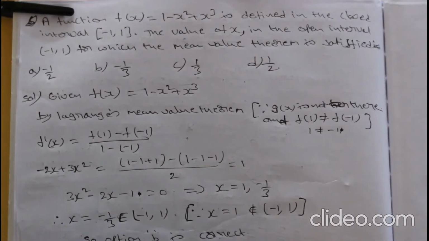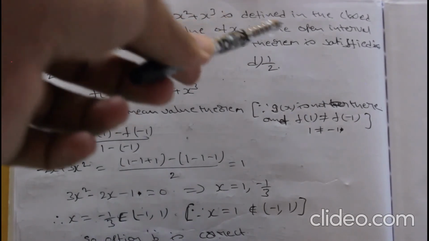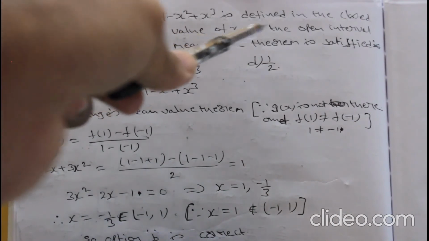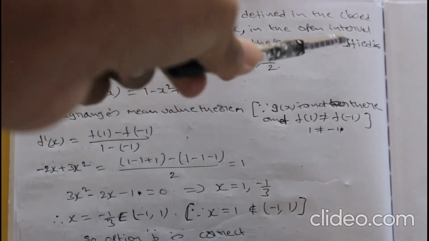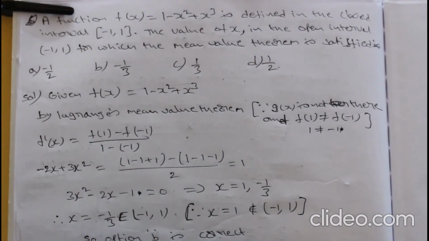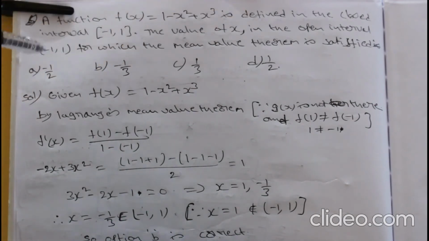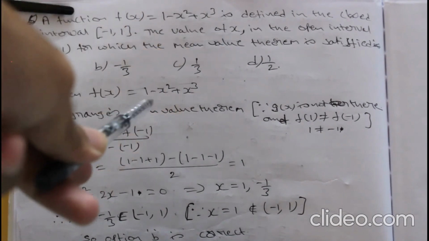Now look at question number 5. A function f of x is equal to 1 minus x square plus x cube, defined in the closed interval minus 1 to 1. The value of x in the open interval minus 1 to 1, for which the mean value theorem is satisfied. Okay, the function is given, friends. It is asked to find the x value in the open interval minus 1 to 1, for which the mean value theorem is satisfied. So the given function is f of x is equal to 1 minus x square plus x cube.